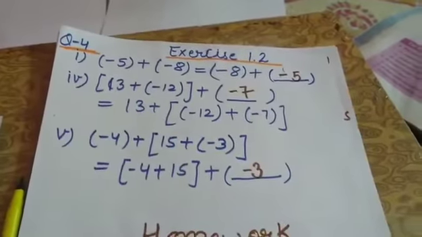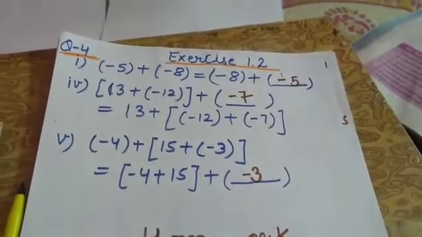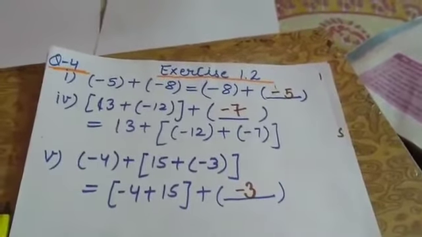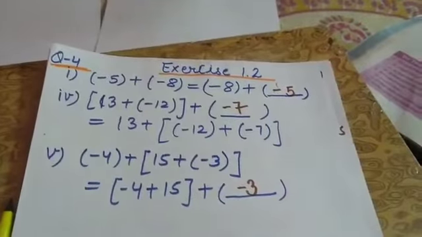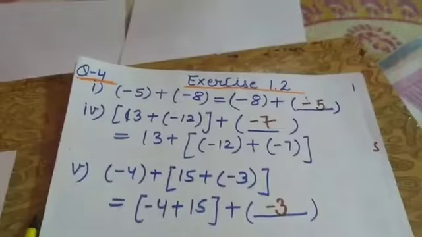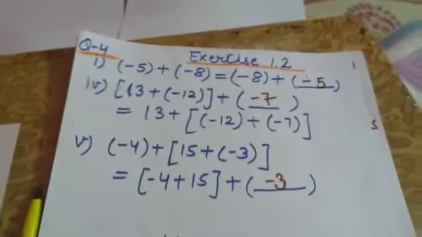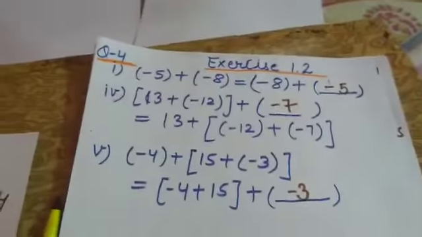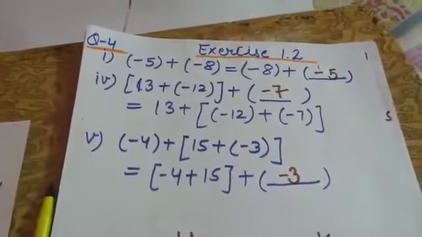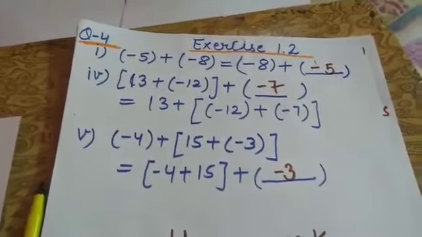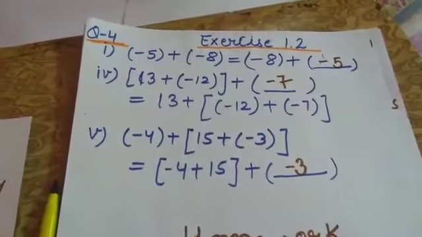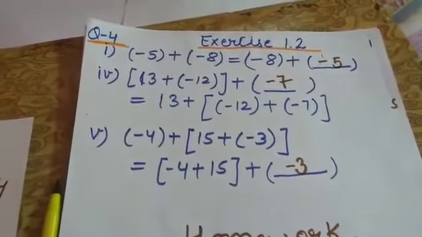On the LHS there is a bracket on the first two integers, and on the RHS we have the bracket on the last two integers. So it will be using the associative property. The answer will be -7. You can compare it with the associative property we have learned so far. Now come to the fifth part. -4 plus (15 plus -3) in brackets gives you -4 plus 15 plus a blank. Same, you can compare this with the associative property.